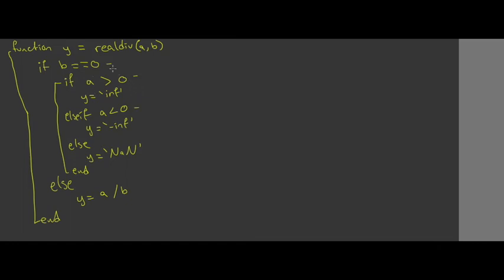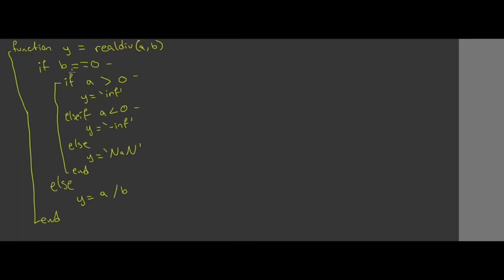So let's review our work. We have our function y equals real div a b. We have if b is equal to 0. We have 3 possibilities when b is equal to 0. If a is positive, we get y equals infinity. Else if a is negative, y equals negative infinity. Else, if it's neither positive nor negative, it has to be equal to 0, and a 0 divided by 0 means y equals not a number. We end that, then we've finished the first part of our if statement.